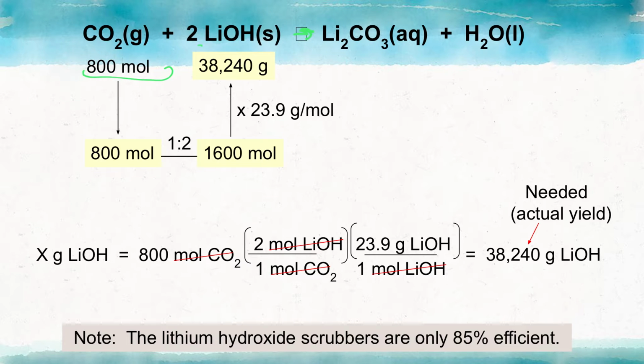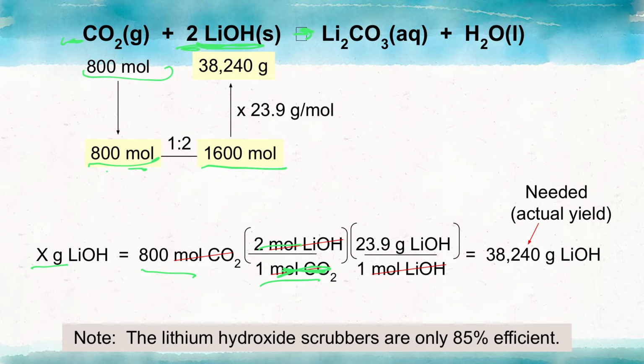So 800 moles. And then over here, we have 2 LiOH. So the lithium hydroxide to CO2 is a 2-to-1 ratio. So 2 moles of lithium hydroxide to every 1 mole of CO2. So if there's 800 moles of CO2, then you must need 1,600 moles of lithium hydroxide in order to clear the CO2. So now we have the grams of LiOH equals 800 moles of CO2, 2 to 1.